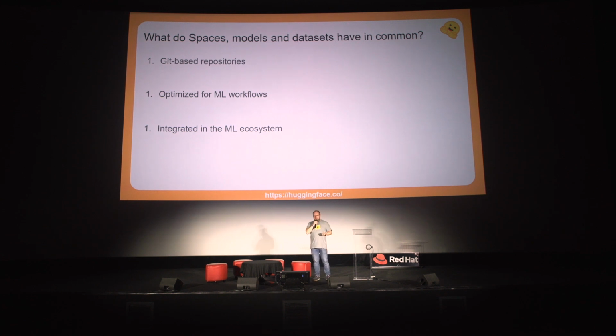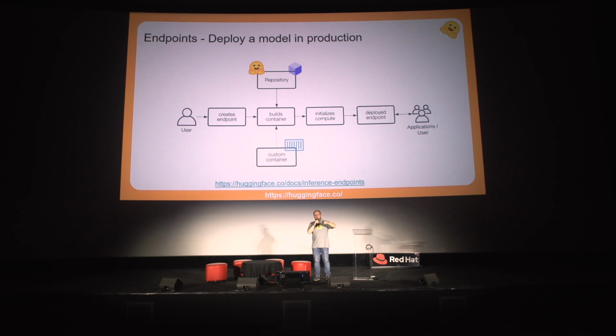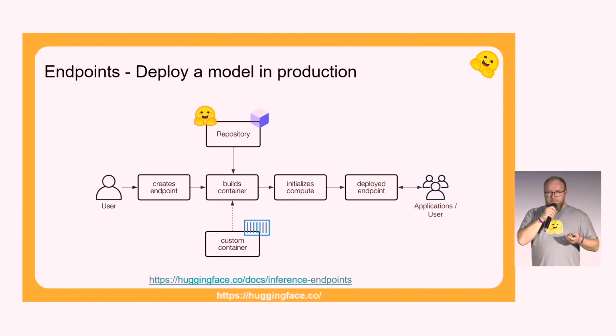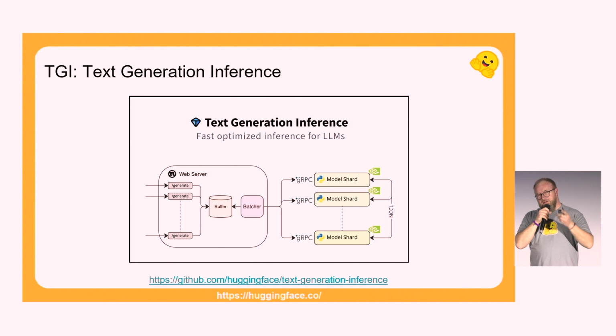So at the end of the day, we did the demo, so we are ready to deploy in production. We created a new product called Endpoints, and the goal is to scale up and scale down LLMs and models as well. But for us, it wasn't enough. So we started to work on TGI, Text Generation Inference.